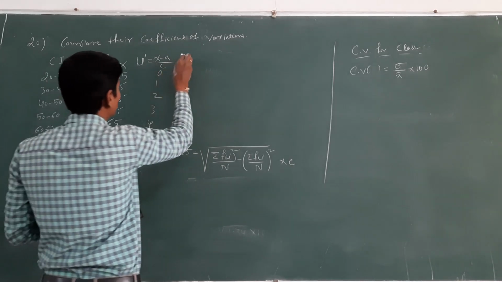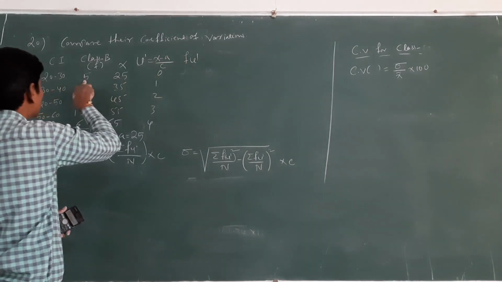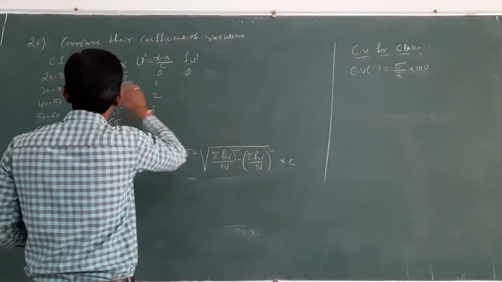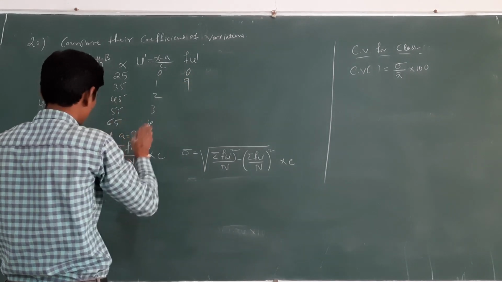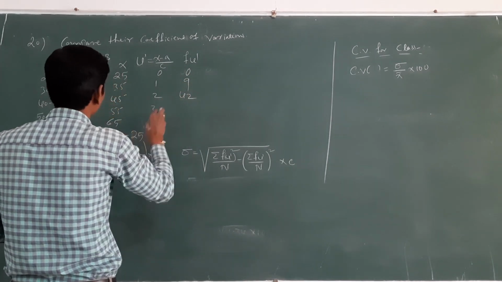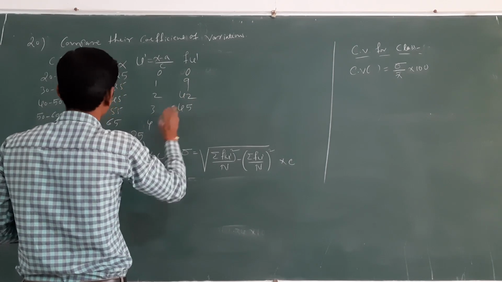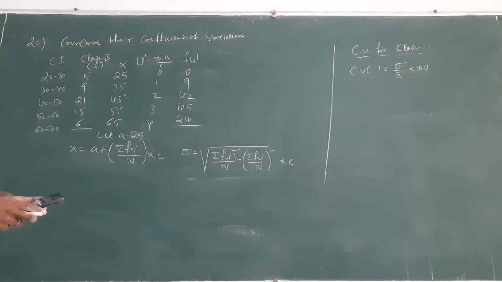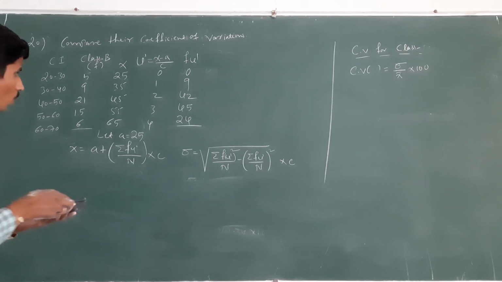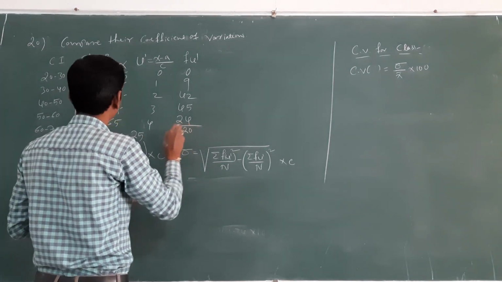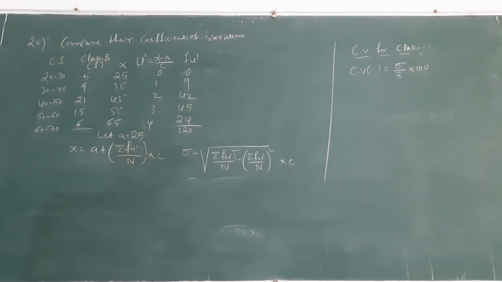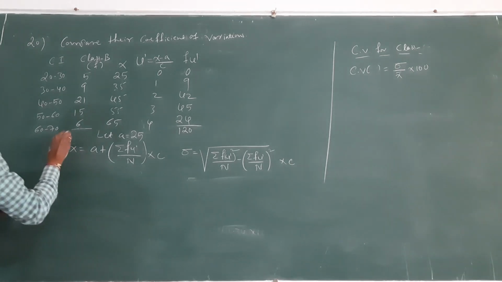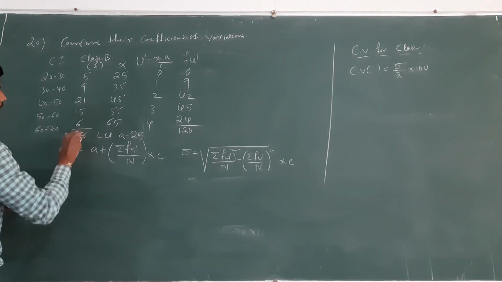Next you have to multiply f into u dash. This into this: 5 into 0 is 0, 9 into 1 is 9, 21 into 2 is 42, 15 into 3 is 45, 6 into 4 is 24. Here 9 plus 42 plus 45 plus 24 is 120. Sum of fu dash is 120. The sum of frequency is 5 plus 9 plus 21 plus 15 plus 6, which is 56. Here capital N is 56.